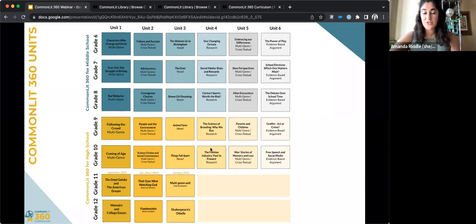Unit 4 asks students to turn into little researchers and begin writing a research paper based on primarily informational texts and some data pieces and multimedia. And then Unit 5 brings us back to multi-genre and some cross-textual analysis again, but focusing more on author's craft. And then Unit 6 culminates the year in an argumentative essay where students are engaging in a very exciting question. So for 6th grade, Unit 6, it's the power of play, where students are debating whether or not middle schoolers should have recess.